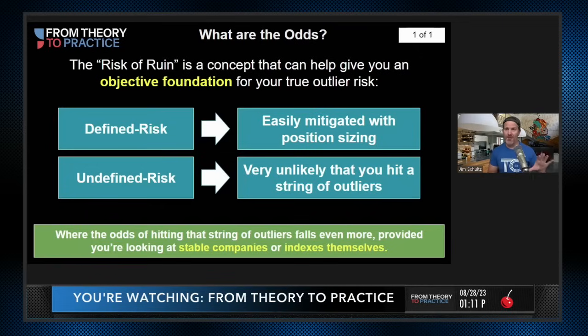And so from a defined risk standpoint, I don't really think the risk of ruin is going to be as applicable here, because this is something that can be easily mitigated with position sizing. When people think about the risk of ruin, they're most likely referring to undefined risk positions. They're most likely referring to, I'm selling a naked put, I'm selling a naked strangle. I need to figure out what is the risk that this thing really blows up in my face. And so from an undefined risk standpoint, I think that's what we're talking about in regards to the risk of ruin.